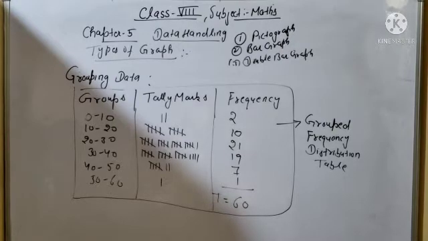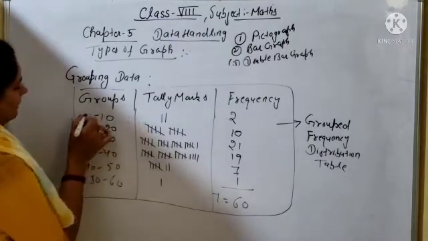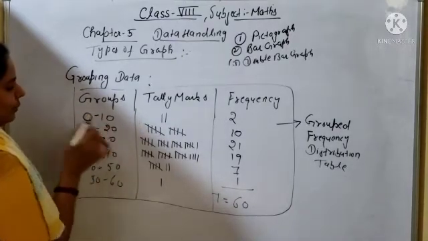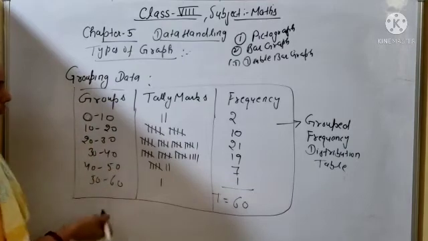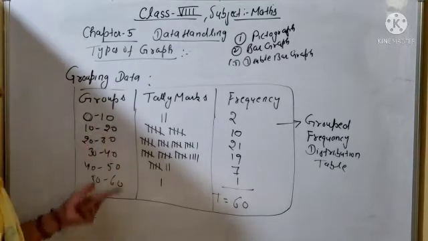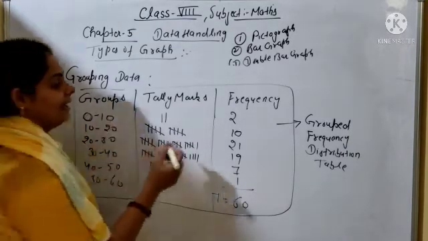Okay, beta, this is the grouped frequency distribution table, where we count the number of observations falling in each group. So this is called the frequency distribution table. After that, in the grouped frequency distribution table, the students are coming in between 0 and 10, 10 to 20, 20 to 30, 30 to 40, 40 to 50, 50 to 60. So what is this? This is called the interval.